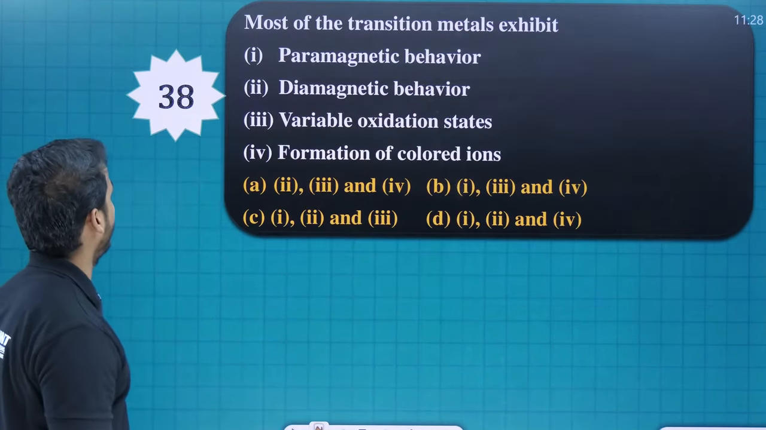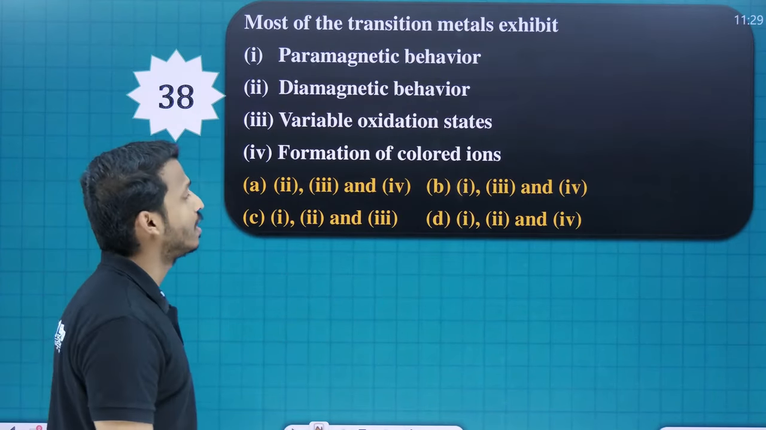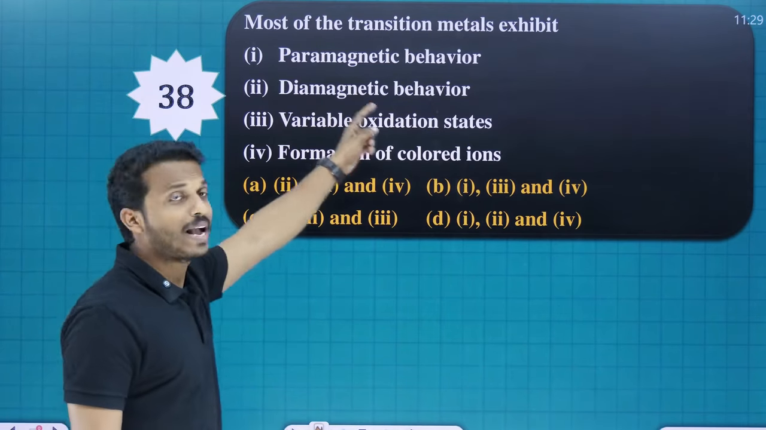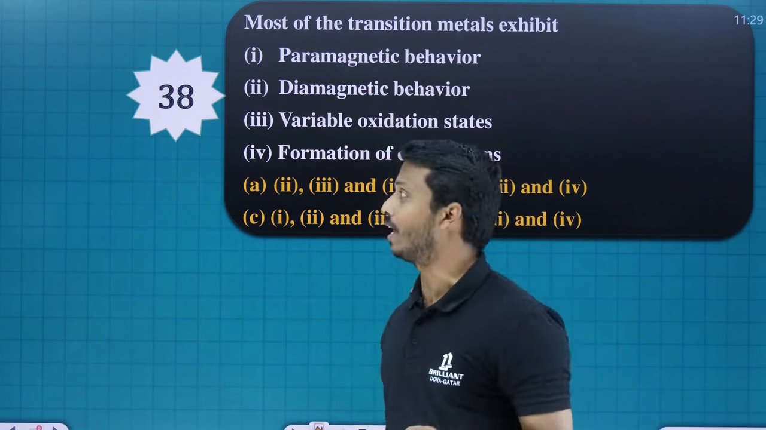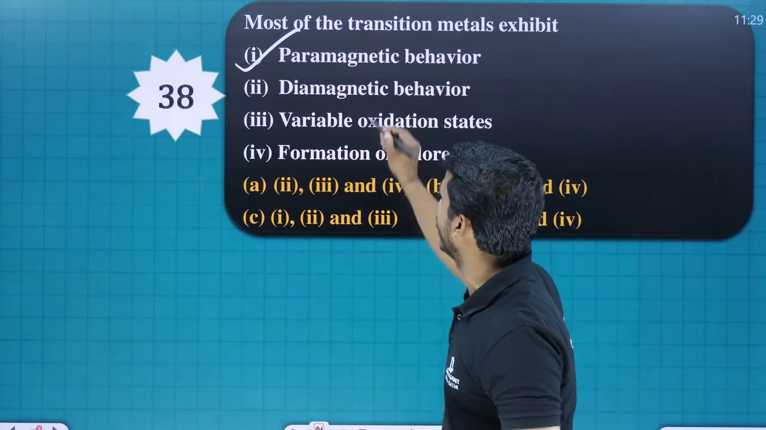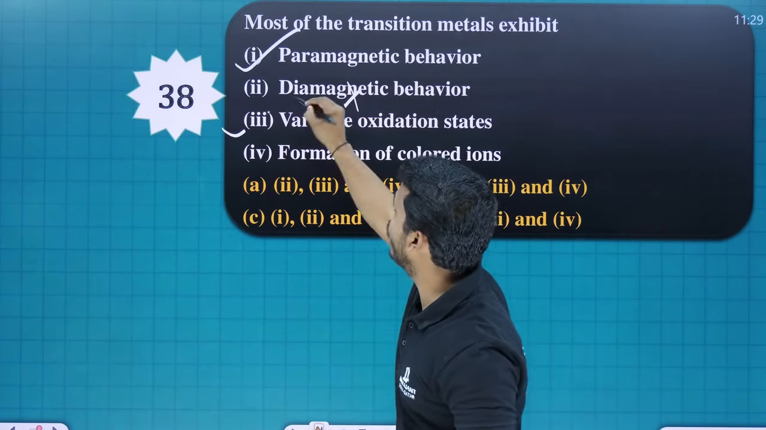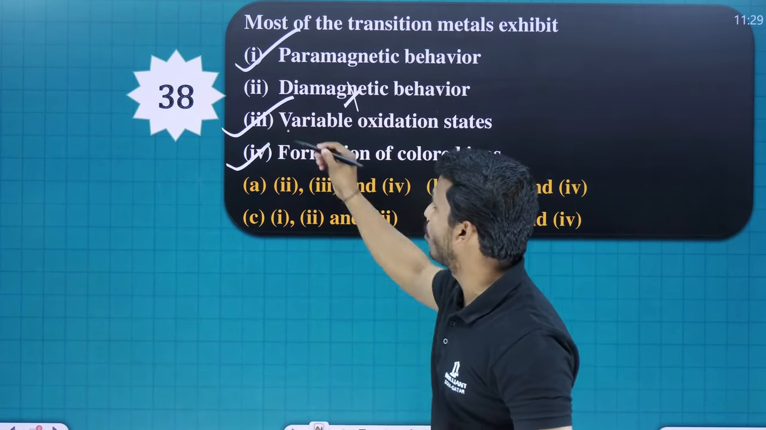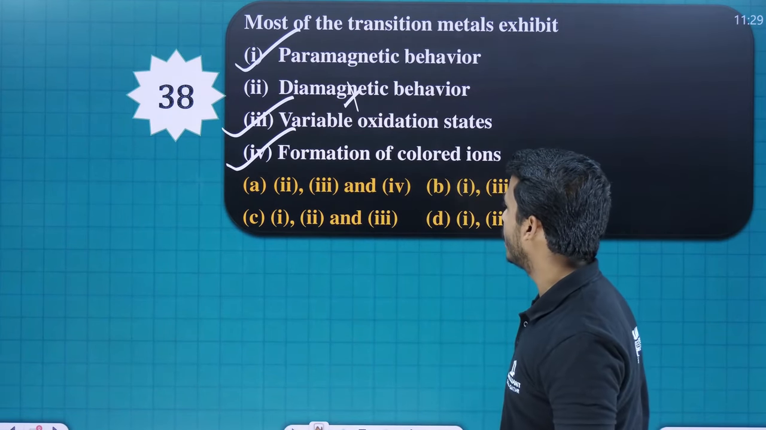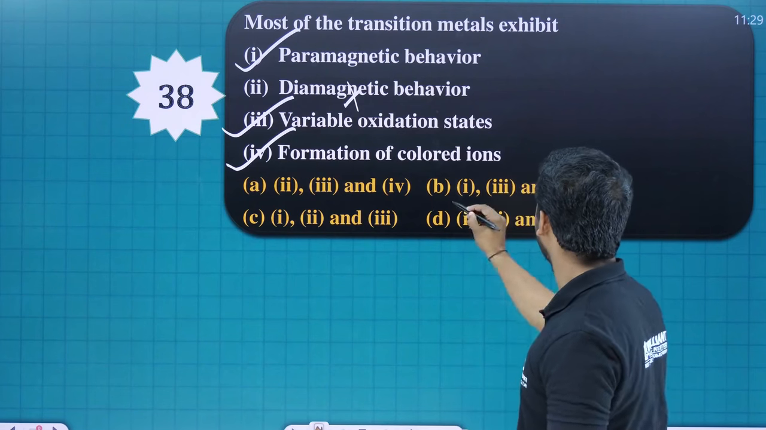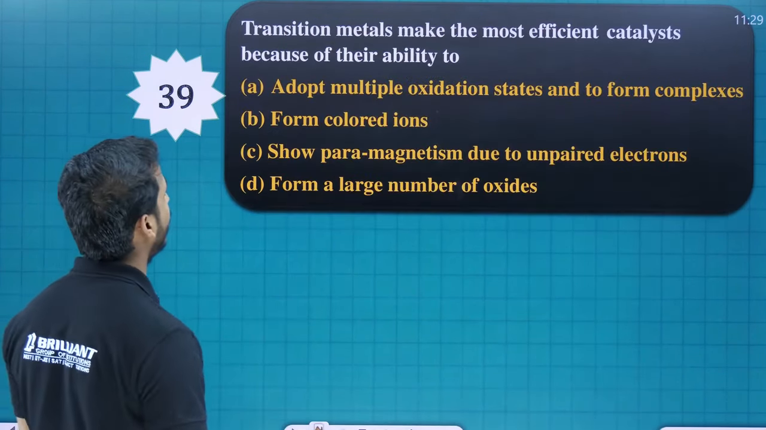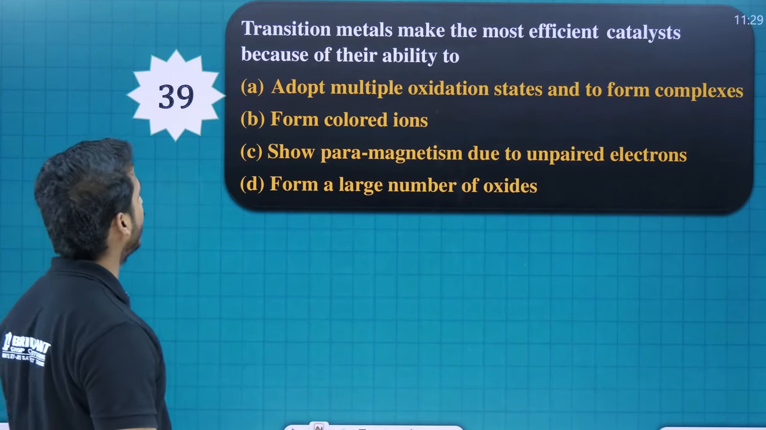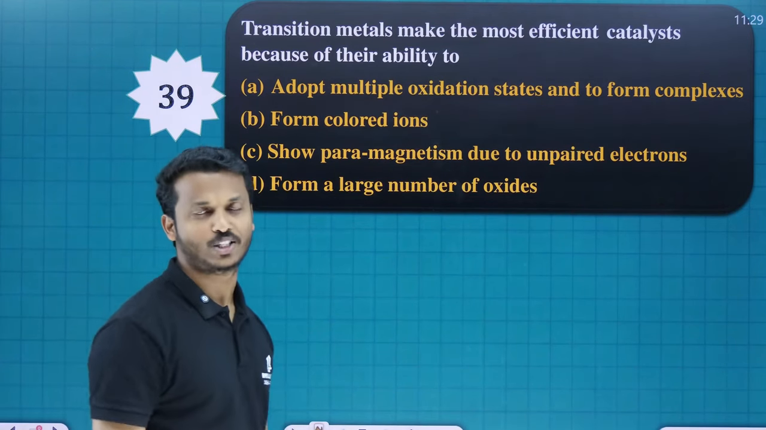Careful. Next one. Most of the transition metals exhibit paramagnetism. Yes, most of the transition metals have many unpaired electrons, so they are paramagnetic, not diamagnetic. They show variable oxidation state. Yes, they form color also. So 1, 3, 4 are all correct.